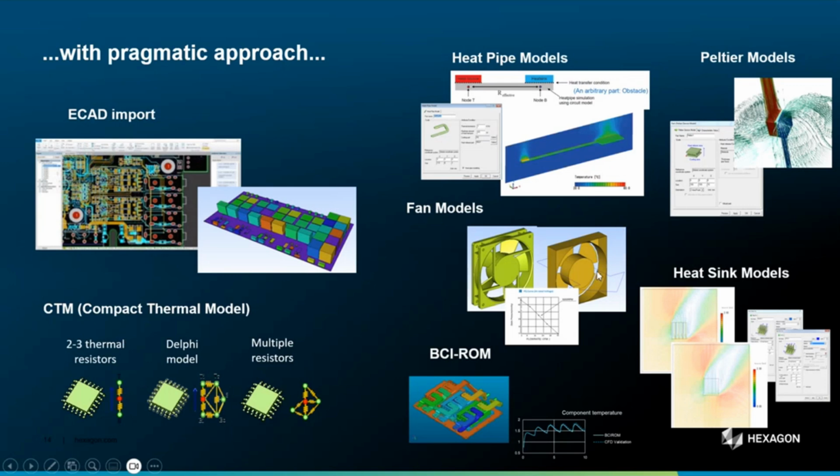In the same way, if we are dealing with fans, with heat pipes, with Peltier devices or other devices, we have very smart ways to represent them, not to take into account every single detail of these kinds of devices, but to catch their macro effect on the system. And there is also a next level with BCI-ROM. If you want to put some machine learning intelligence in your simulation, we can also embed some reduced order models within this kind of simulation.